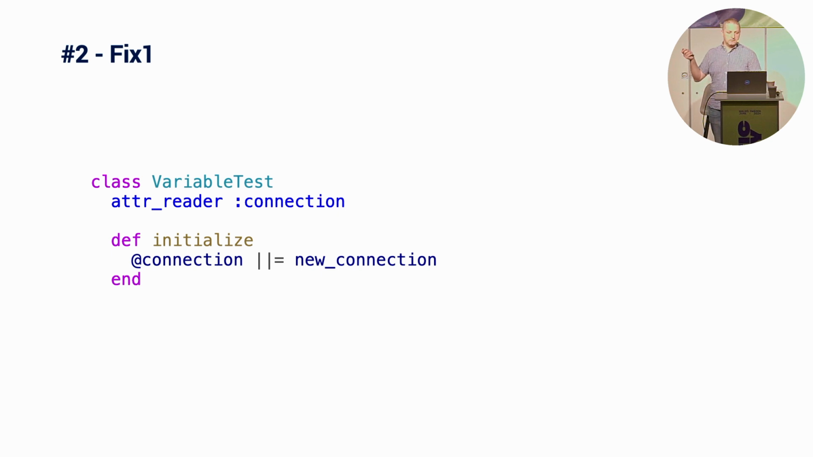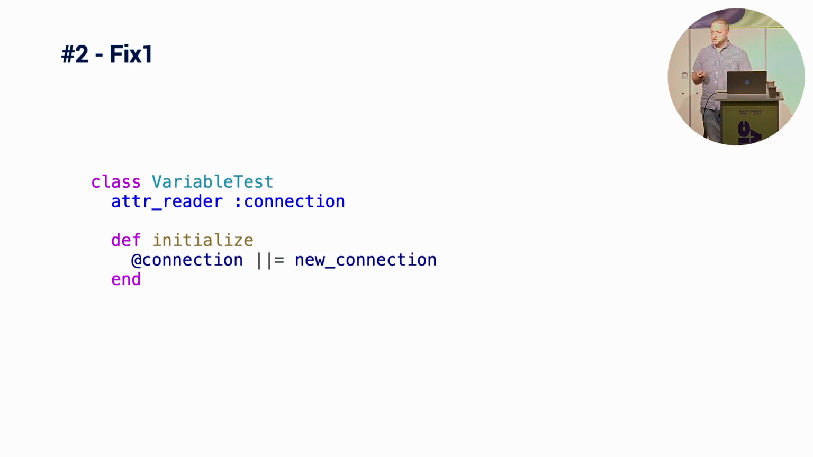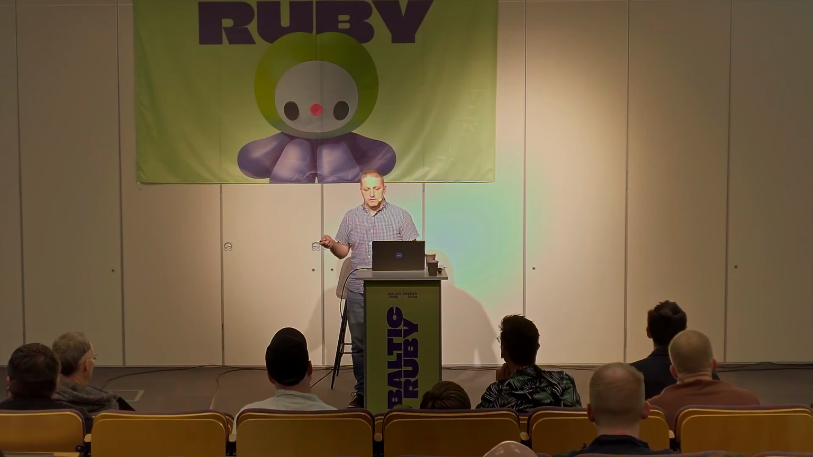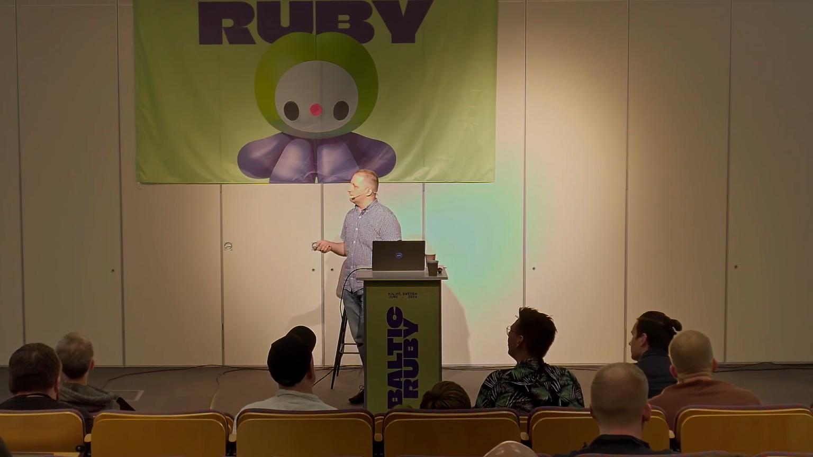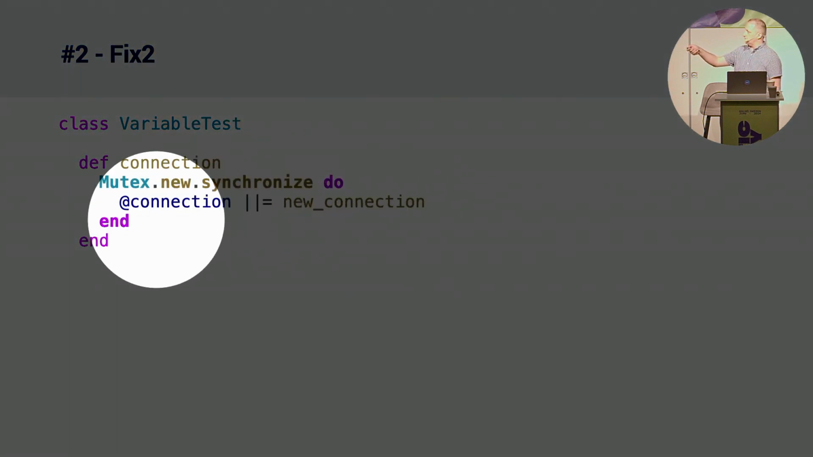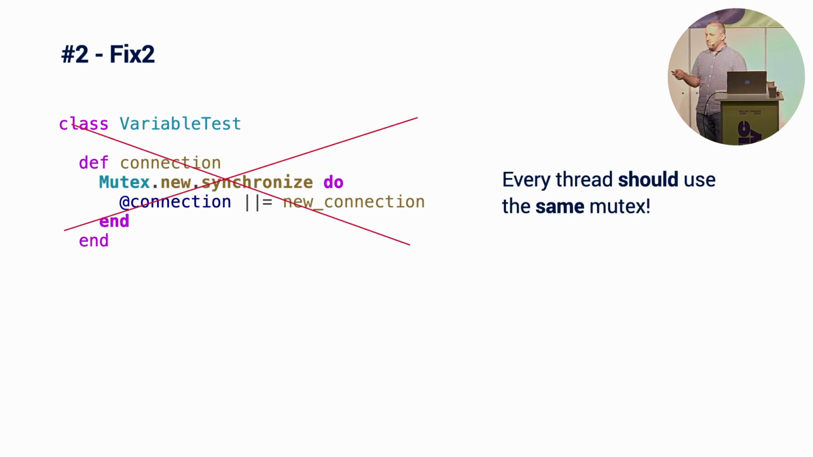One of the basic ways would be to already initialize this object with the connection, but there could be cases when we don't need the connection all the time, and we would like to create the connection only when it's needed. So then there is this Mutex synchronize thing, so we could use that. Let's create a new mutex, call synchronize, and our connection is ready. Not so fast. Every thread should use the same mutex. Otherwise, each thread has its own mutex and it synchronizes with itself. So no locking, and this will not work.